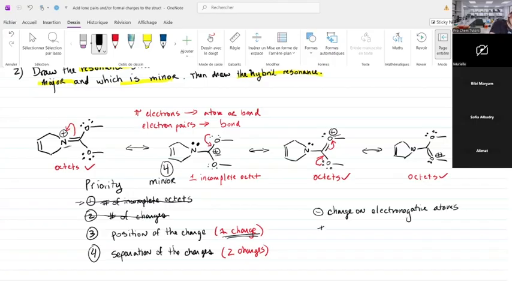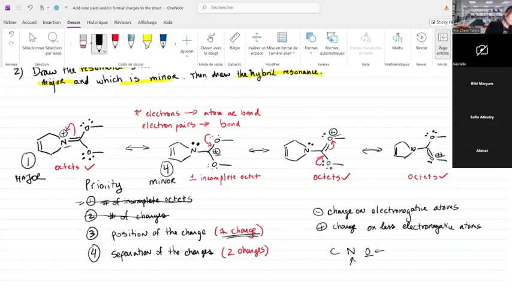And we want to put positive charge on the less electronegative atom. So in this case, we know that on the periodic table, oxygen is to the right of nitrogen, so oxygen is more electronegative and nitrogen is less electronegative. Therefore, we want the positive charge on the nitrogen. It's going to be more stable. So that's why this compound here is major, because the positive charge is on the nitrogen.